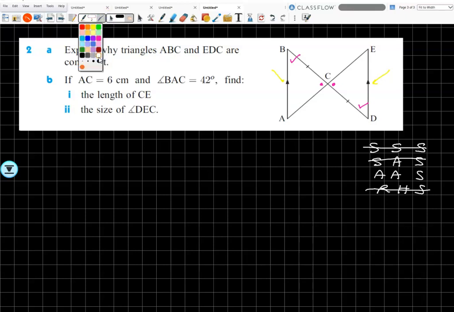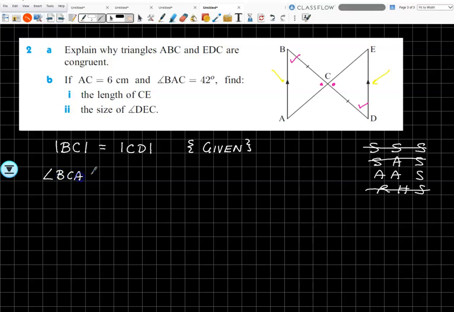So here we go. How do we write it up? We're going to say BC, that's the length. Length, right? Absolute value sign, modulus. The length of BC equals the length of CD. How did we know that? Given. We know that angle BCA equals, no, angle BCA. So this angle equals DCE.